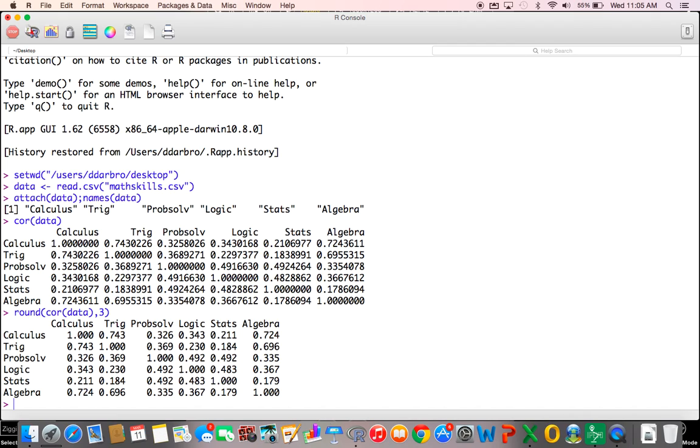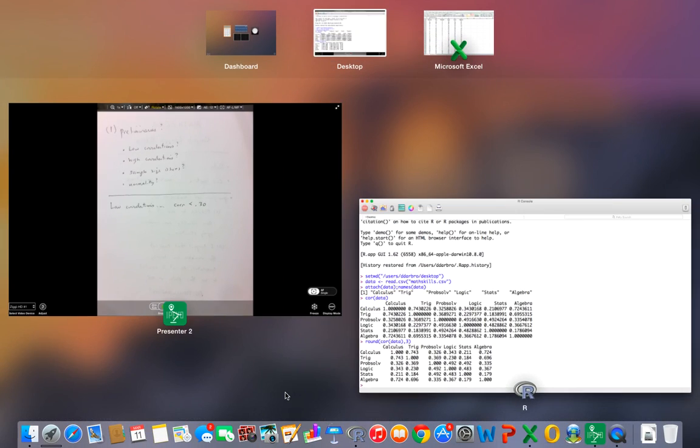So guys, I've got tunnel vision right now. Do I have too many small correlations? Well, when I look down calculus, I see that I've got 1 that's below 0.3. Just focusing on the ones below 0.3 right now. I've got 2 in trig below 0.3. I've got 1 under logic, 2, 3 under stats. So I've got an issue to investigate, this low correlation issue.